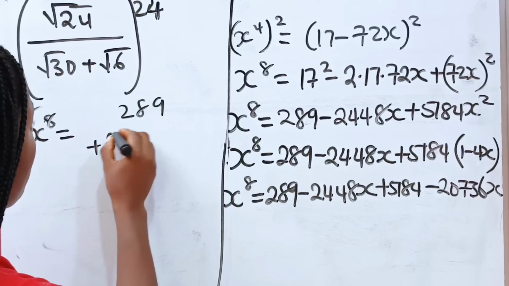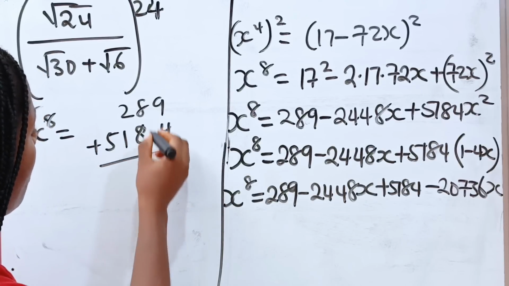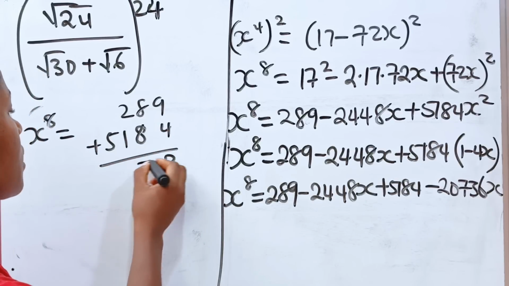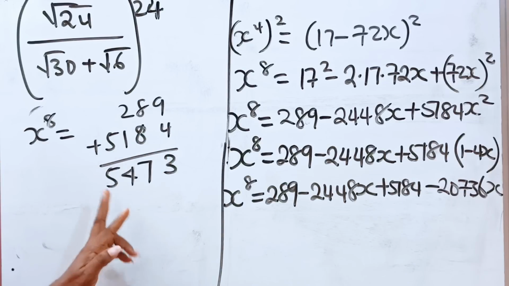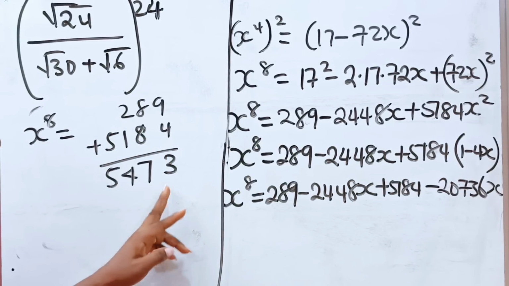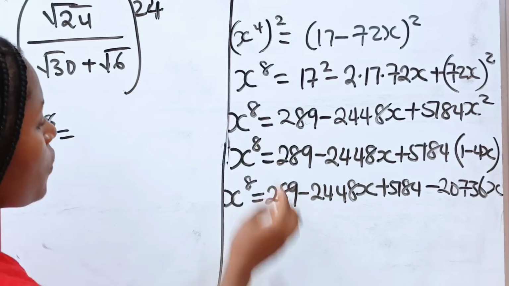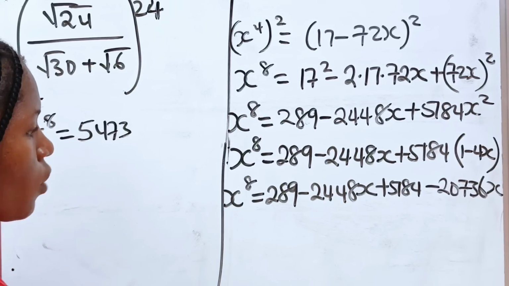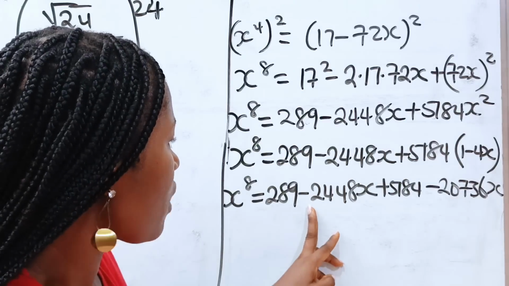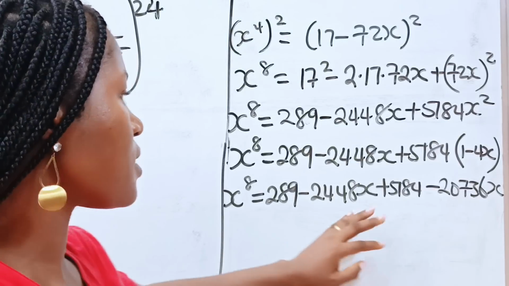289 plus 5184. So we have 3 carry 1, we have 17 carry 1, we have 4, we have 5. So it's going to be 5,473. So let's write it somewhere, 5,473. So this plus this is 5,473. Okay, all right, now minus this minus that, we are going to add them together to get our x, right?